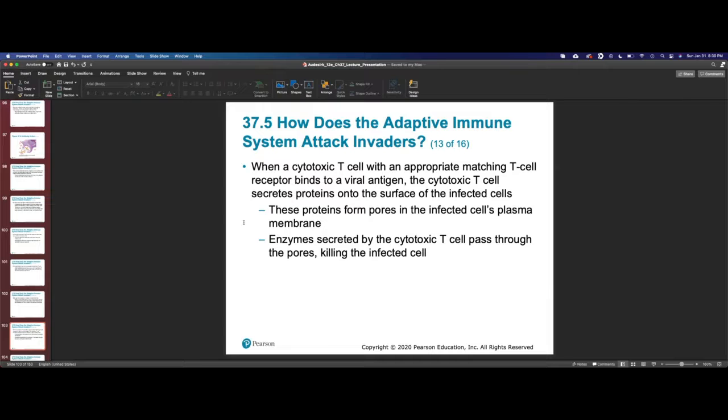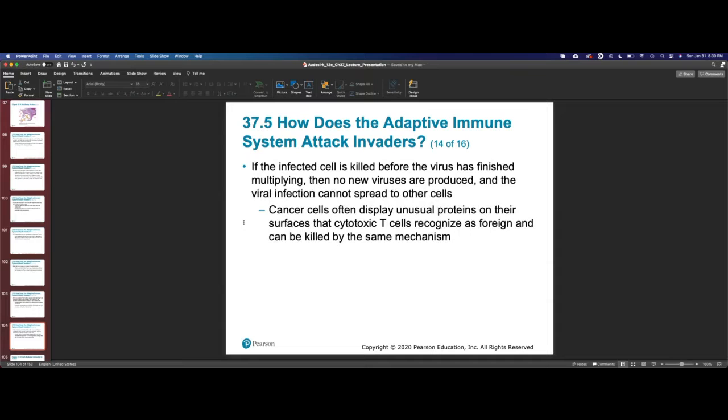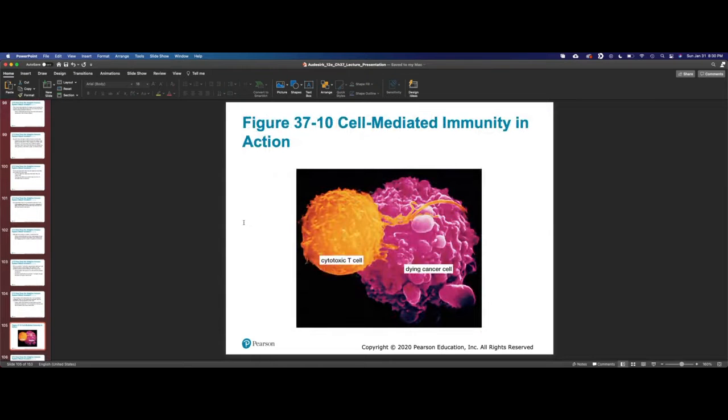So cytotoxic T cells can form pores in the infected cell's plasma membrane and can release enzymes into the infected cell, destroying it. And again, we've talked about how cancer cells often display proteins on the outside of them that aren't normal, therefore they're recognized as foreign, making it easy to fight them off.